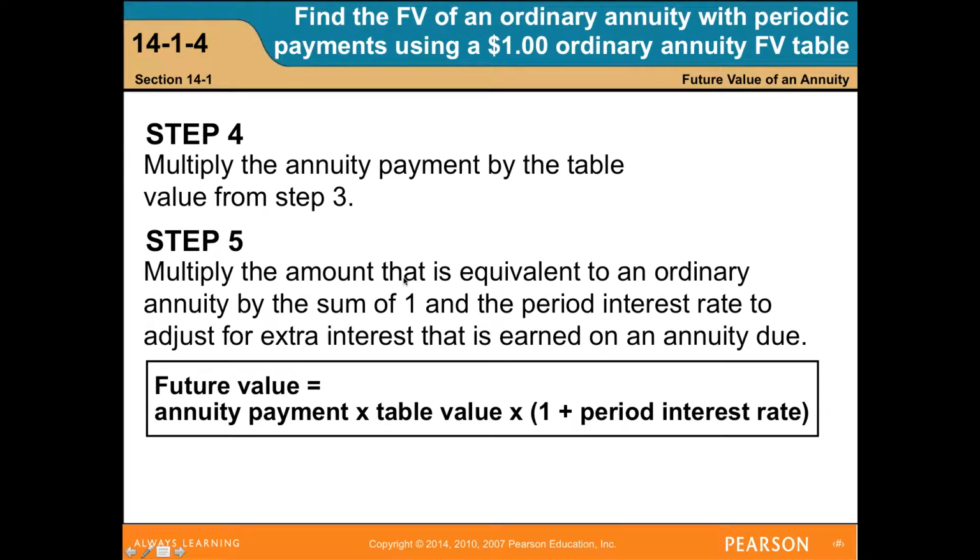Multiply the amount that is equivalent to an ordinary annuity by the sum of 1 and the period interest rate to adjust for extra interest that is earned on an annuity due. Future value equals annuity payment times table value, or in finance we use the term present value, PV. I don't know if we're using that terminology, but we'll just go with it. The textbook says table value or face value. Annuity payment times table value times 1 plus the rate.